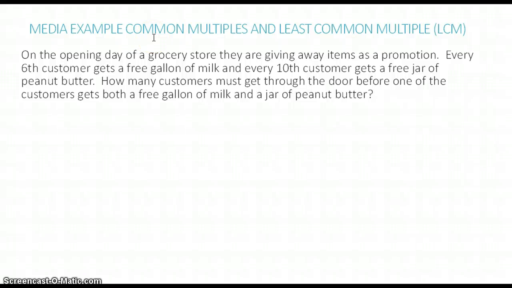In this example, we're going to begin to develop the idea of common multiples and the least common multiple. Let's read through the question. On the opening day of a grocery store, they are giving away items as a promotion. Every 6th customer gets a free gallon of milk, and every 10th customer gets a free jar of peanut butter.